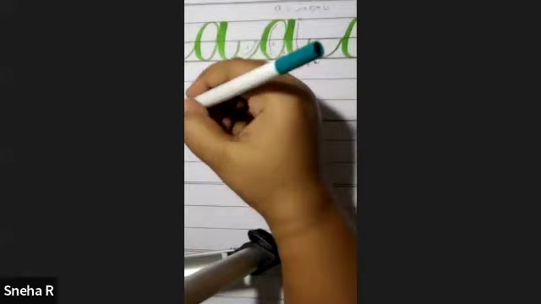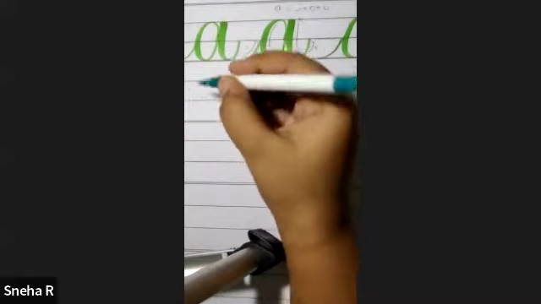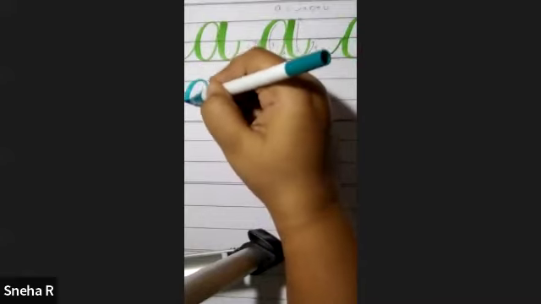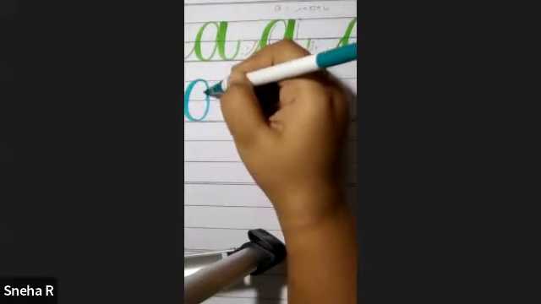Okay, I'll make the O ones. Entry stroke, oval, and the small undertone. The next one is C.